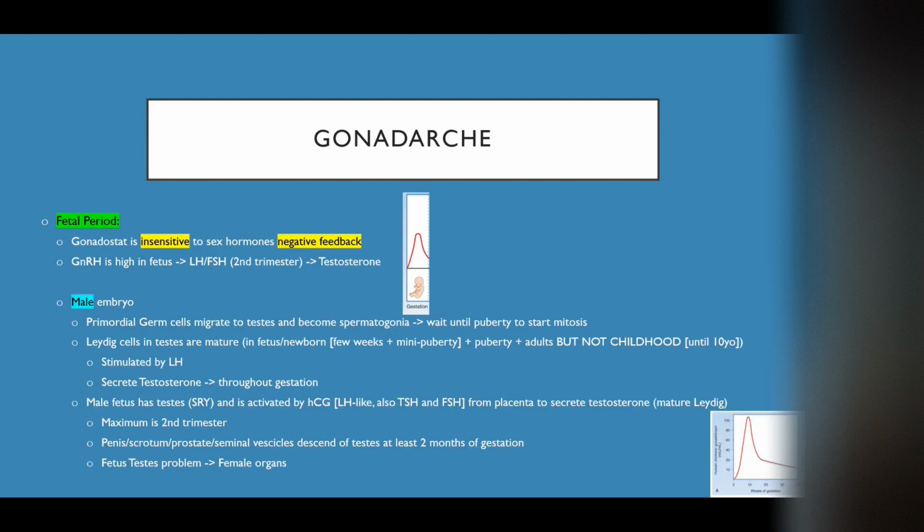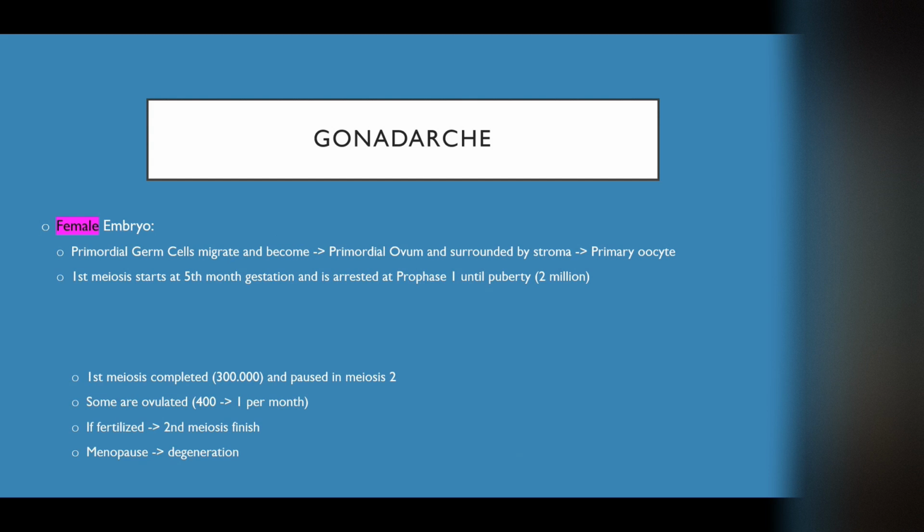So negative feedback has no effect on GnRH. Okay? Why is this needed? To make the baby male or female. It's going to change the gonads. We have Leydig cells, primordial germ cells, and this is basically how the testis matures in the male. And in the female, we have the same thing, primordial germ cells, primordial ovum, and it's going to stop at prophase 1 until puberty, okay?